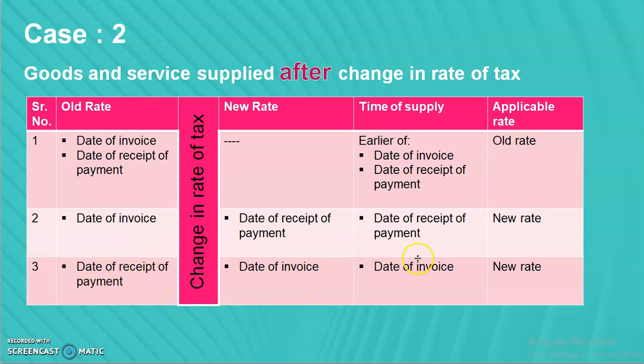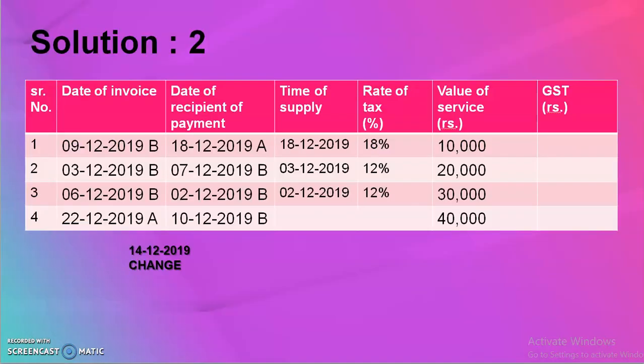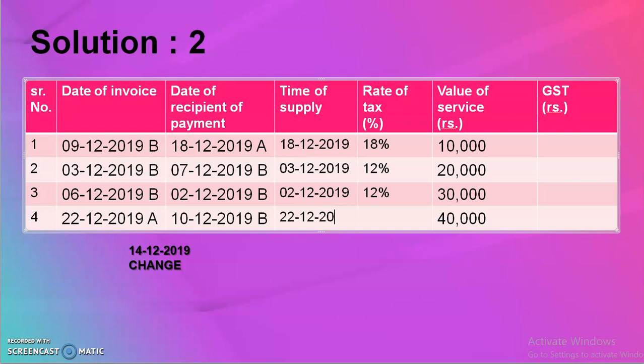So yes, the time of supply will be date of invoice and the rate applicable will be new rate. Now you can see on your screen it is completely new rate. We go here, we write here as 22/12/2019. That's it. Here I have to write the new rate because as per the format it is saying new rate. I wrote it. Now comes the final step, that is finding GST.